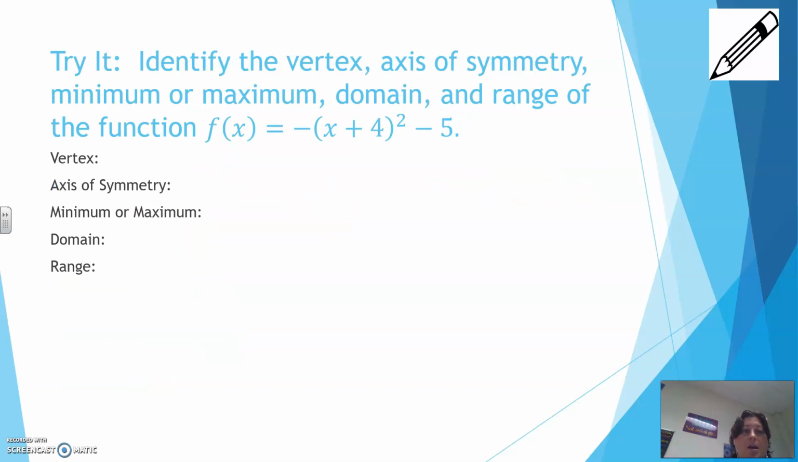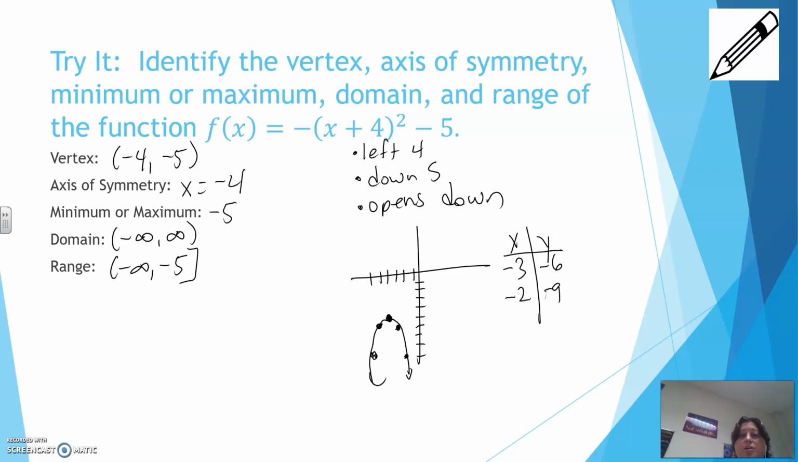All right, I want you to try one of these, and then that will be it for today. So pause the video as we did before, and I want you to, again, identify the vertex, axis of symmetry, max or min, domain, and range. If you want to graph it to help you visualize it, that would be great. But pause the video, take your time, then come back and check it.